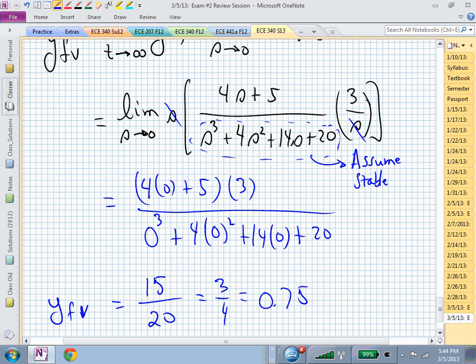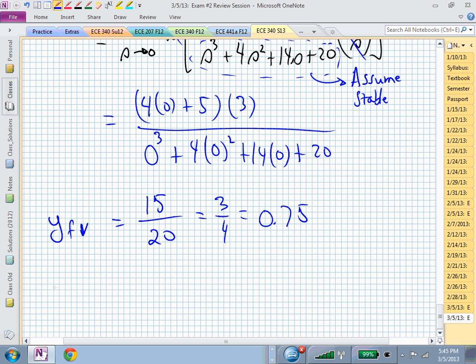And maybe that's what somebody had seen on an old exam when they were saying, what is this limit as t goes to infinity of little y of t? That's the final value theorem. And I'm expecting you to know that. That's, let's say, part A.